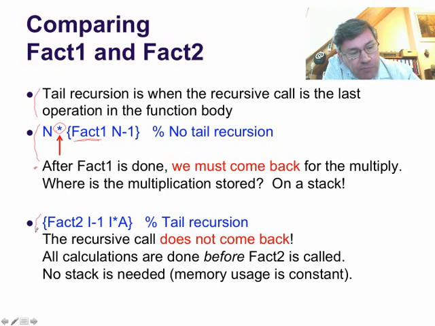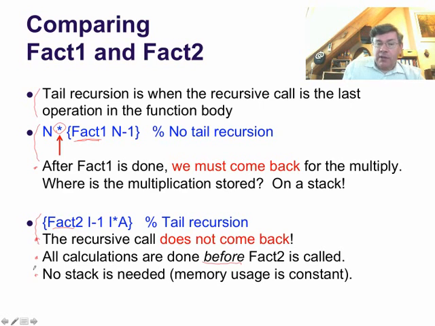In the other version, we have in the function body fact2 of i minus 1 and i times a. So the last operation is fact2. After you do this operation, nothing more has to be done in the function body. It does not come back. In fact, all calculations, i minus 1 and i times a, are done before fact2 is called. And therefore, no stack is needed.